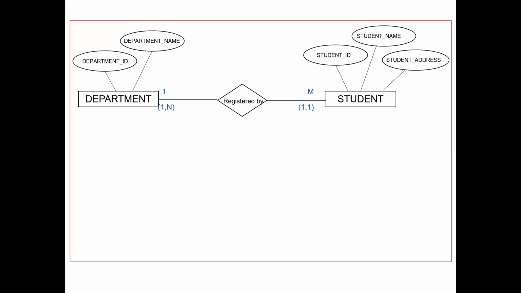And if you consider the cardinality, department must register by at least one student. So maximum up to any number of students. That is 1 and n in the department side. And the student must register at only one department, that will be both maximum and minimum 1 in the student side.